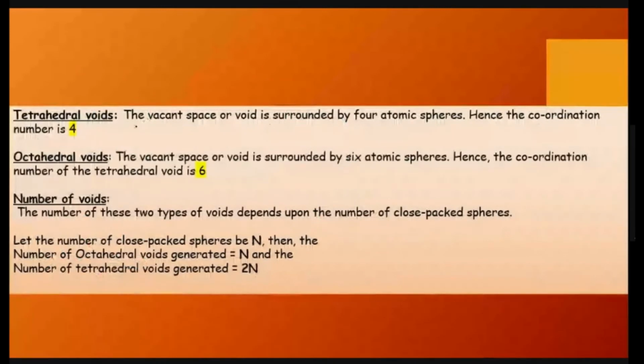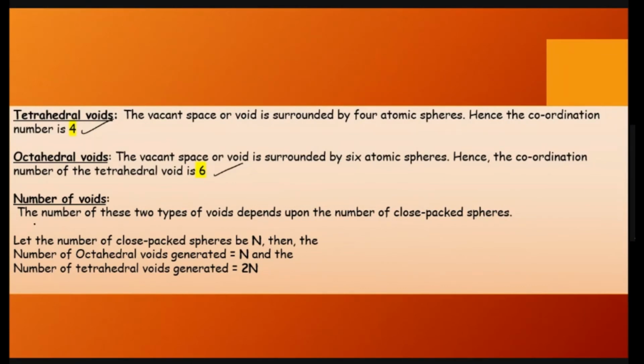For the tetrahedral void, I have written over here: the vacant space or the void is surrounded by 4 atomic spheres. Hence the coordination number is 4 in the tetrahedral void. And in the case of the octahedral void, the coordination number is 6.